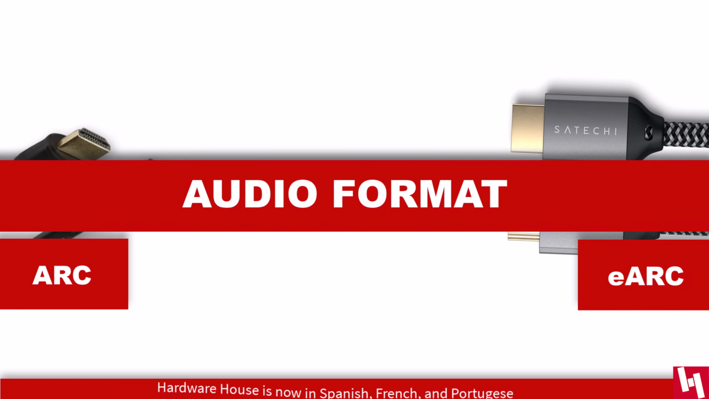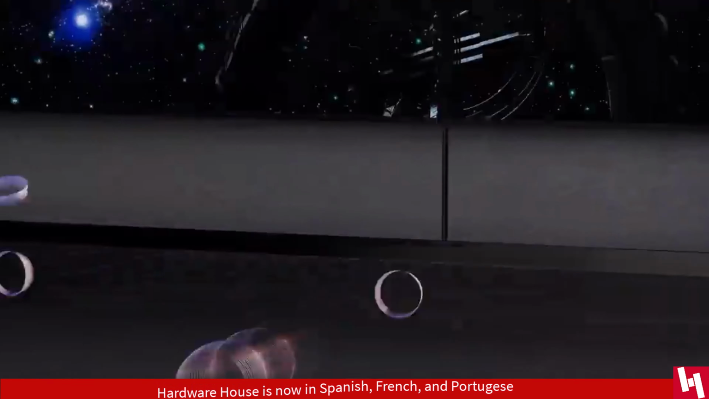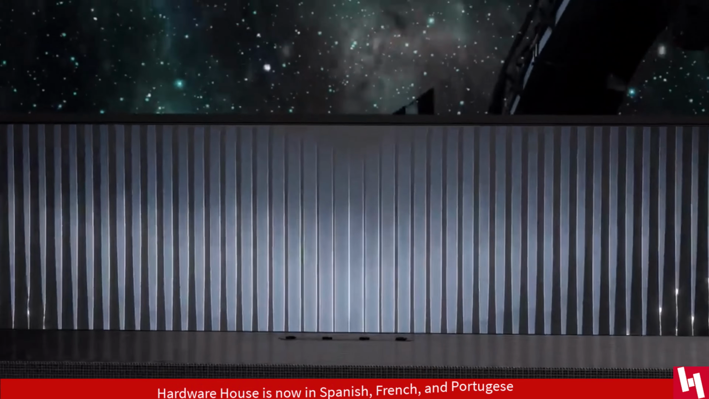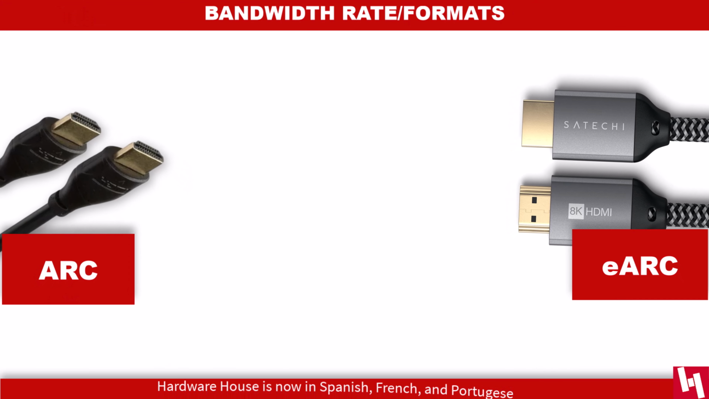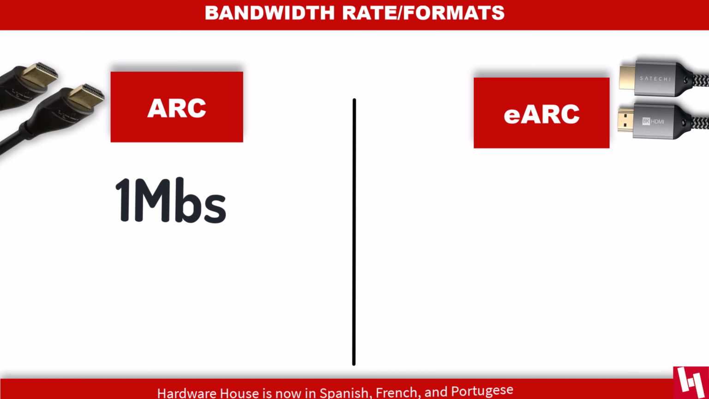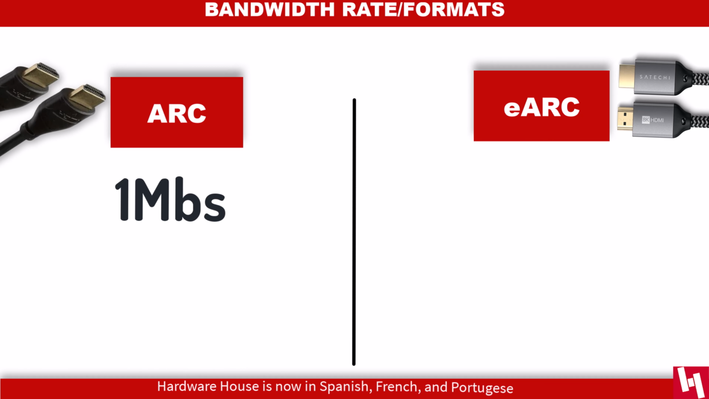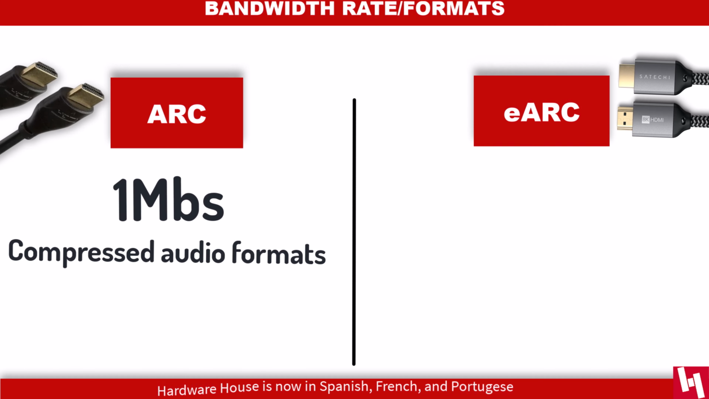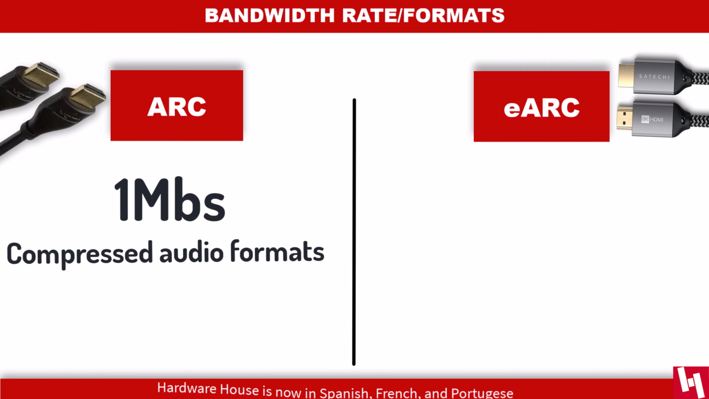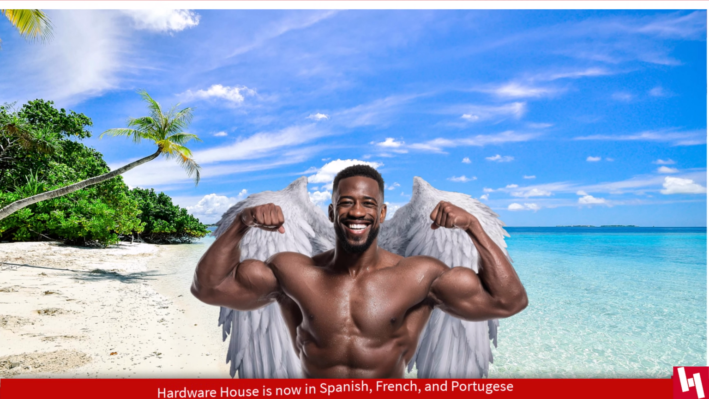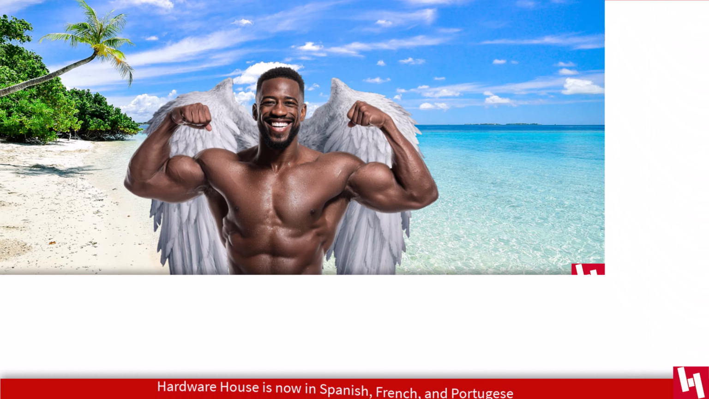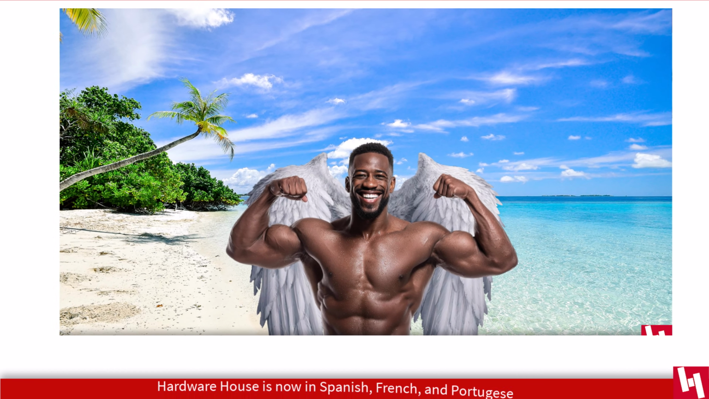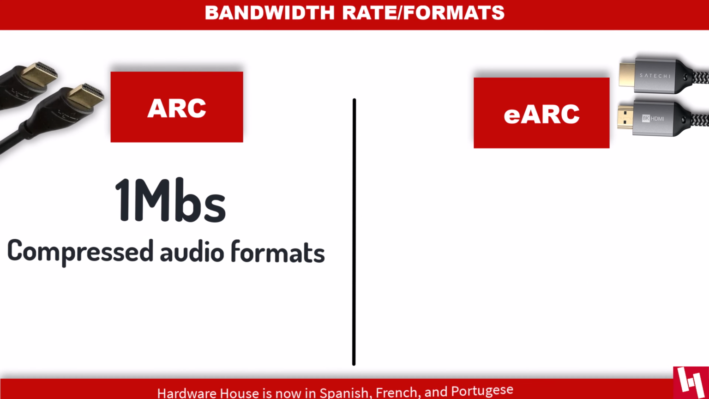The key difference between ARC and eARC lies in their audio bandwidth and the audio formats they support. Both features allow a single HDMI cable to send audio from a TV back to an external audio system. ARC has a lower bandwidth rate of 1 megabyte per second, which is low. Also, it only permits compressed audio formats. A compressed audio format can be compared to editing a photo that has already been exported. What you can do with it is just very limited because you can't move the individual elements in the photo.